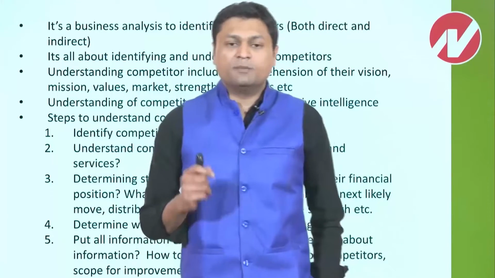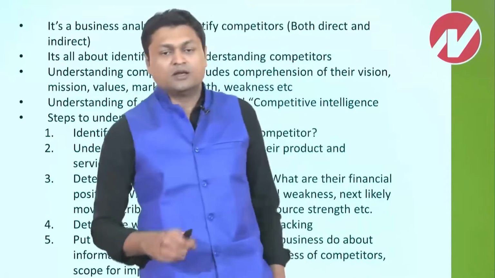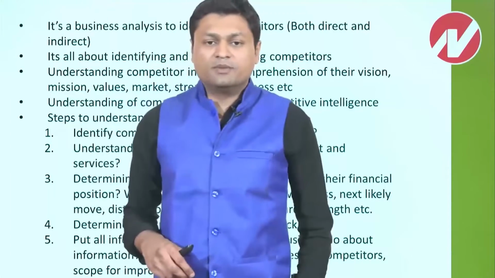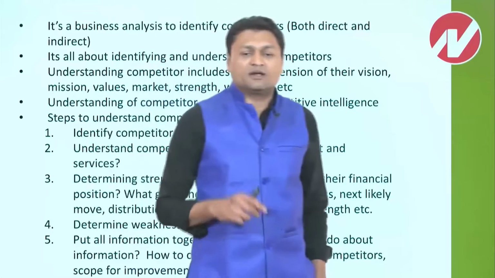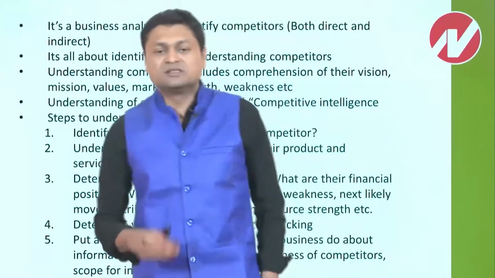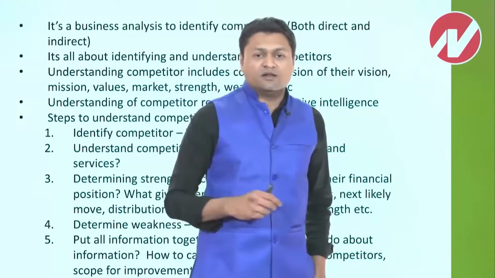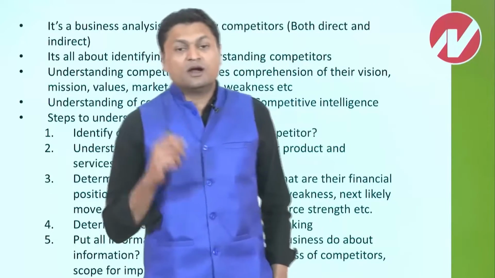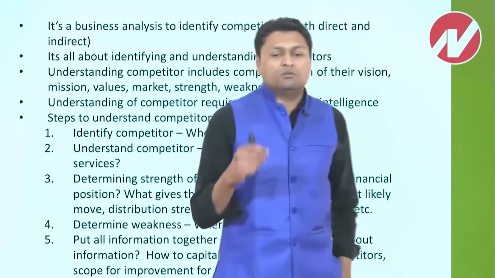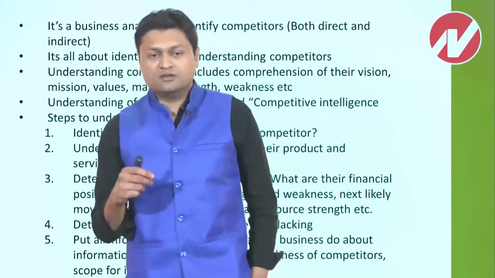If there is a question on competitive landscape, what are you supposed to write? You have to write that there are two works: identify the competitor and understand the competitor. When you talk about identifying the competitor, there are two types of competitor: direct and indirect. Understanding the competitor means understanding their mission, vision, objective, and each and every possible thing about them, like value, market, belief, and brand condition.